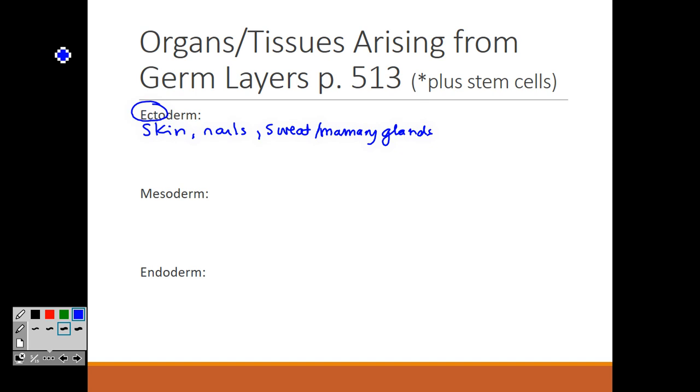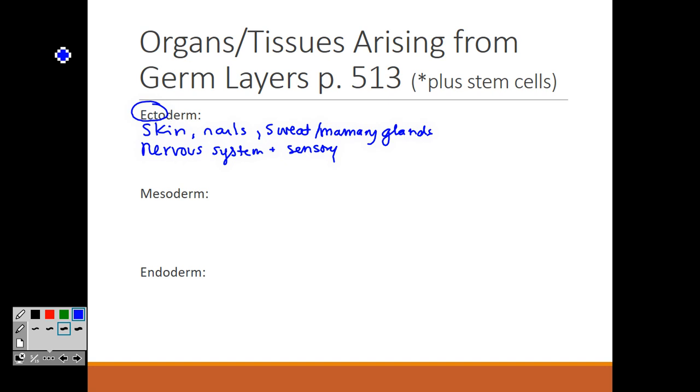Now there's another pretty important thing that comes from the ectoderm. We did an entire chapter or two on it. Yeah? So the nervous system, along with sensory organs, so that was chapter 11 and 12, two entire chapters. This is the part of the germ layers that those tissues arise from.